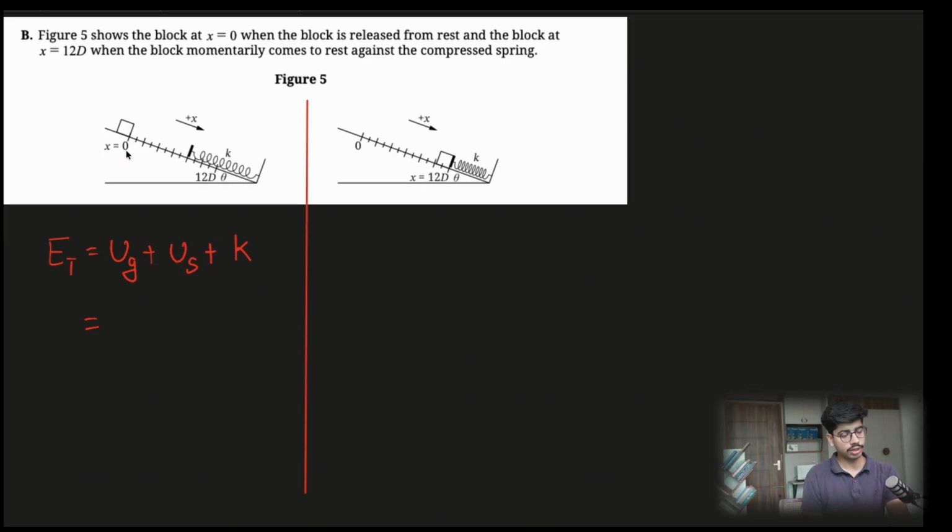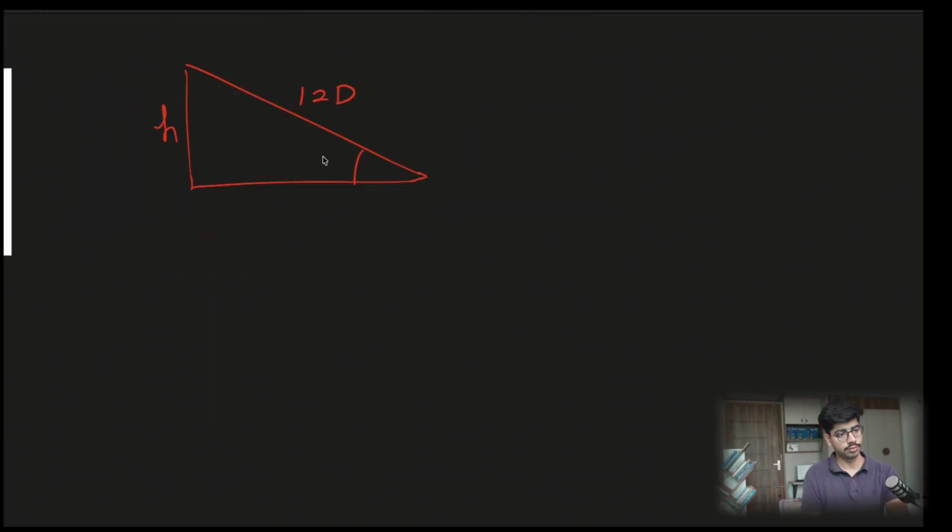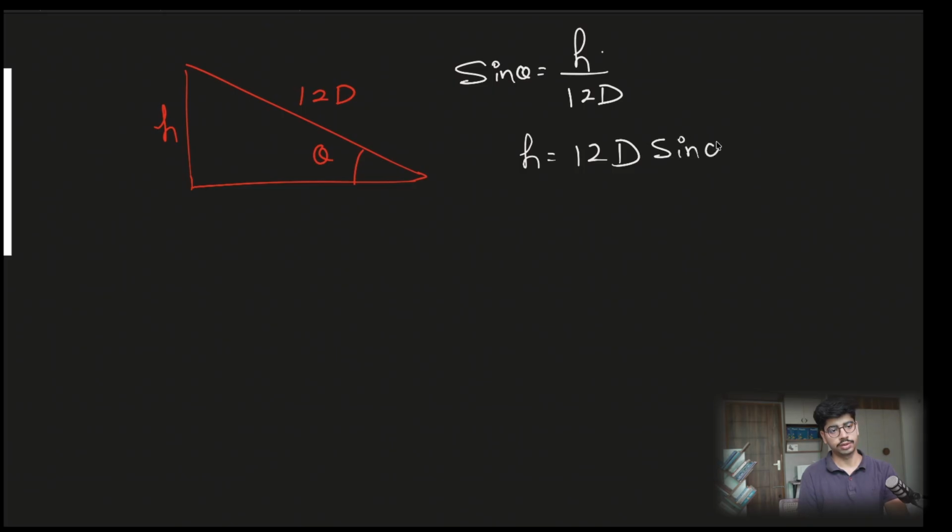The tricky point is they haven't given the height here, so I require that height first. I have to figure out the height. To do that, I can make a right angle triangle. This is the 12d. So let's make it separate. The sine theta is equal to h by 12d, opposite by hypotenuse, and then h comes out to be 12d sine theta. This is the height, because I have to put it in mgh.